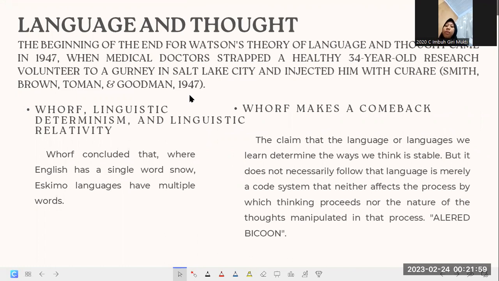The next material is about language and thought. The beginning of the end for Watson's theory of language and thought came in 1947, when medical doctors took a healthy 34-year-old research volunteer to a journey in Salt Lake City and injected him with curare. Curare paralyzed the muscles of the body completely, including the pharyngeal or throat muscles that Watson believed were critical for thought processes.